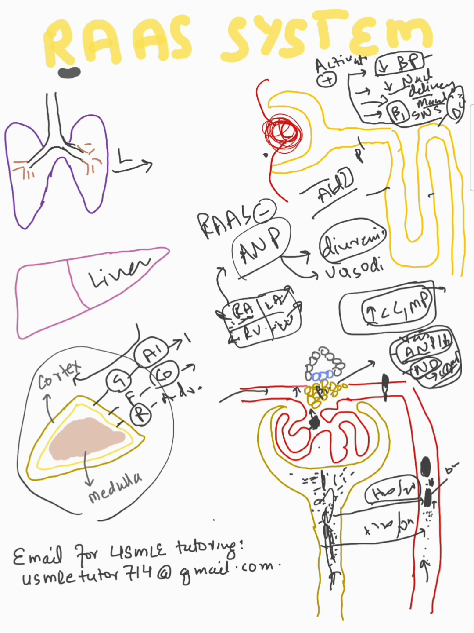A lot of things can activate the RAAS system, like I said: low blood pressure, decreased sodium delivery, and the sympathetic nervous system. For example, vomiting, diarrhea, a road traffic accident, anything that leads to low blood pressure will activate the RAAS system.